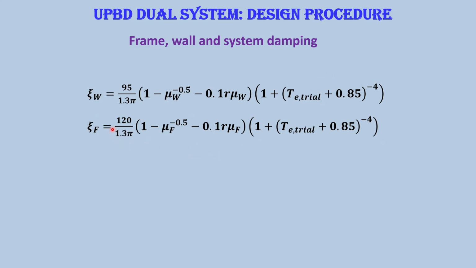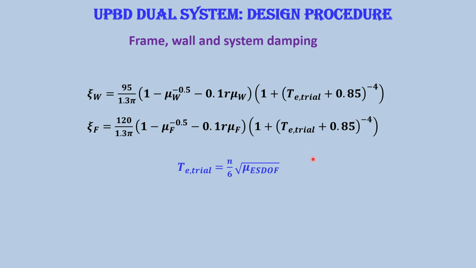Damping in the frame is given by this expression. We are familiar with this expression in connection with the DDBD method for dual system. So mu f already calculated, mu w already calculated, you can use. There is a new term here, T trial, and a term R. R is called the post-yield stiffness ratio. That is, after yielding, what is the stiffness divided by initial stiffness, that ratio. Generally it is 0.05 to 0.1, that is 5% to 10%.